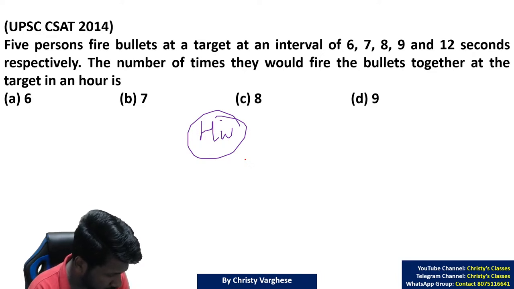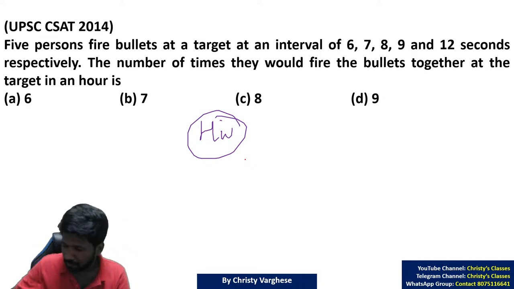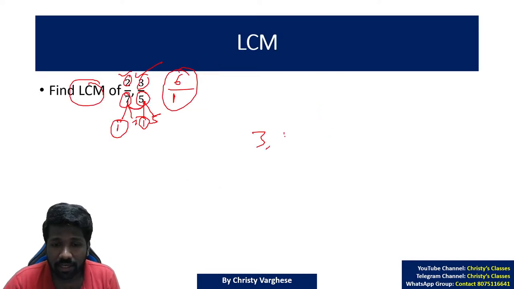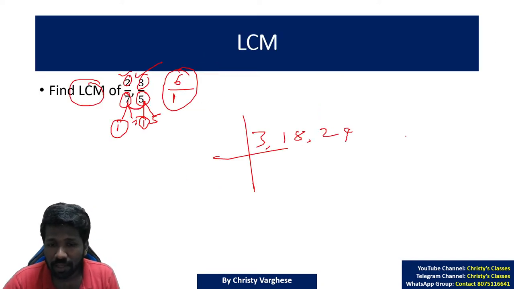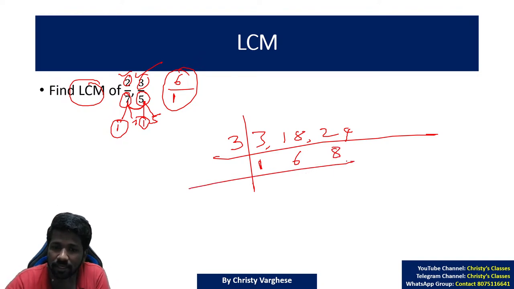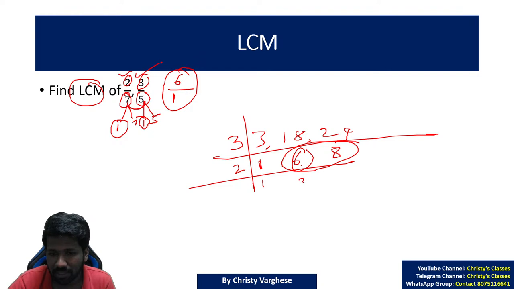Sure, LCM and HCF, same numbers. 3, 18, 24. Okay, sure, Safdar. If you are using prime factorization for 3, 18, 24, first prime factorize. 3 is the common factor, so write 3. Then 1, then this is 6, then this is 8. 2 is also there for 6 and 8, so you can take 2 here. The 1 will be 1 itself, you don't have to consider that anymore. 6 and 8 become 3 and 4. So no more common factor.